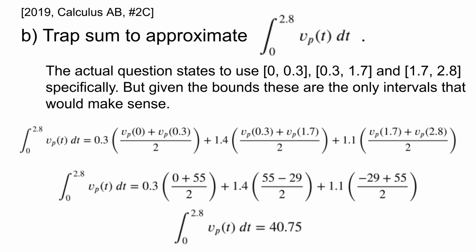And when we simplify this, we get the integral from 0 to 2.8 of v sub p of t dt is 40.75. Don't forget this is a calculator active question, so you don't have to do these calculations mentally or even on scratch paper. You can just type it into your calculator and have your calculator come up with that answer.